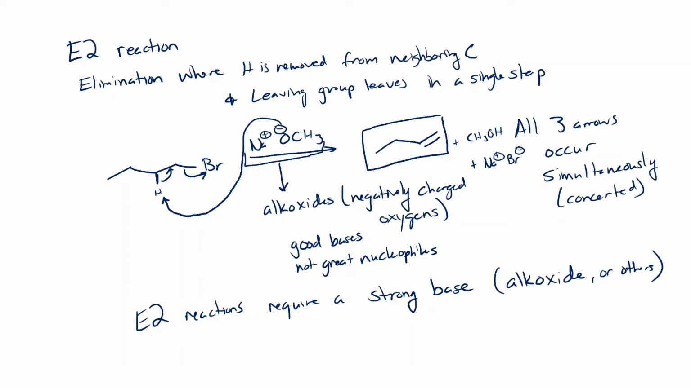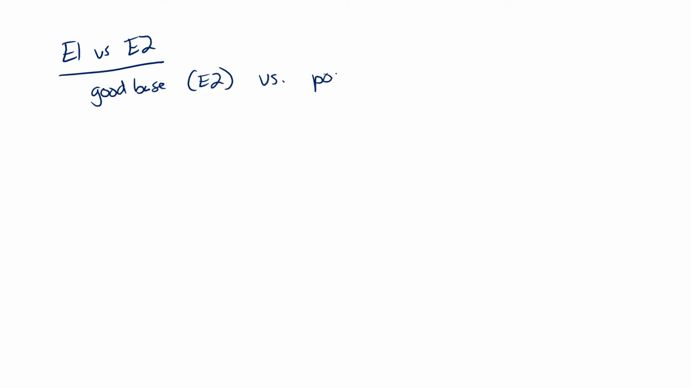So E2 reactions versus E1 reactions: it turns out that the difference between these isn't so much carbocations. The difference between these is more about, do you have a good base? That's going to favor E2, versus a poor base, which is going to favor E1. And so we need to talk about what makes a good base versus what makes a poor base. Good bases are going to be alkoxides. These are any R group with a negatively charged oxygen on it. So those are going to be good bases.